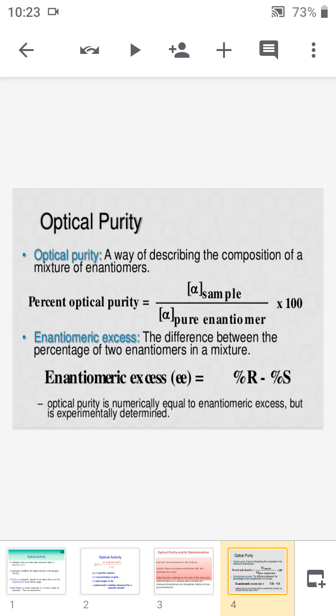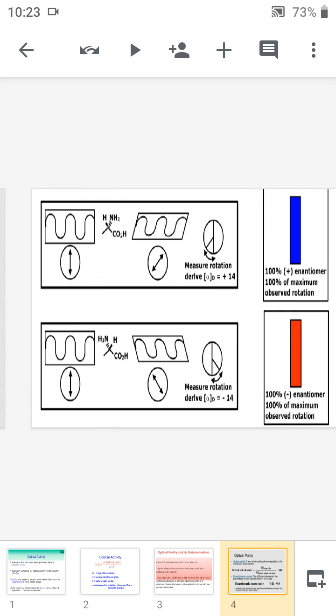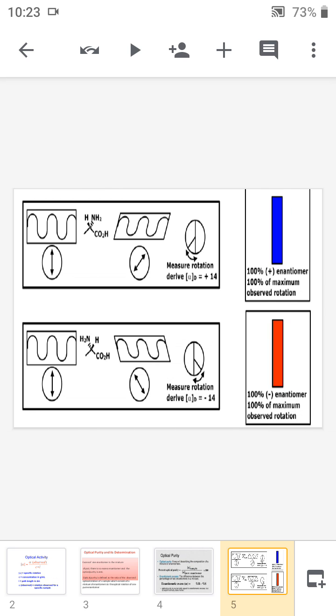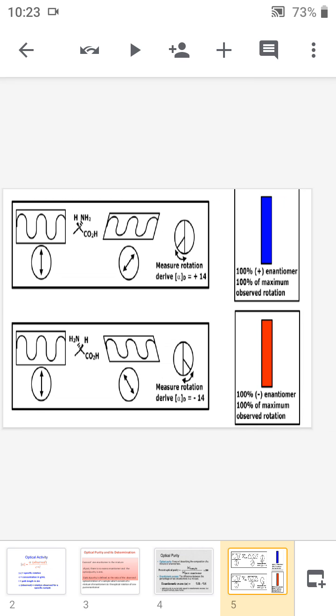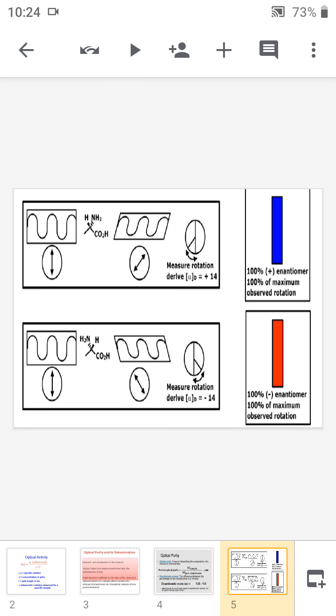So this is the enantiomeric excess. Now we are moving into one of the examples. See here, the first figure is the plane polarized light, and it is passing through an amino acid. The general formula of the amino acid is RHNH2COH. Always remember that every amino acid is optically active.